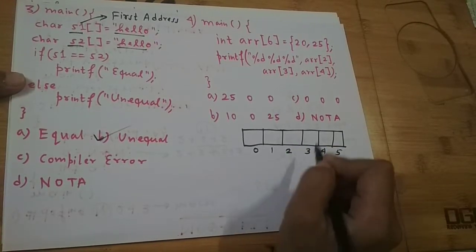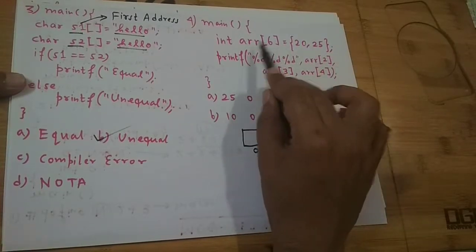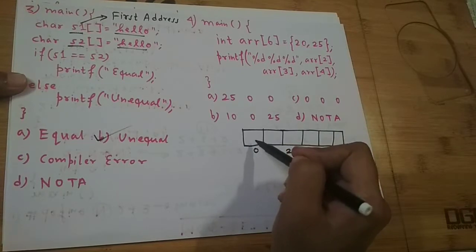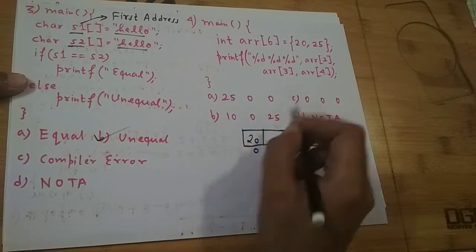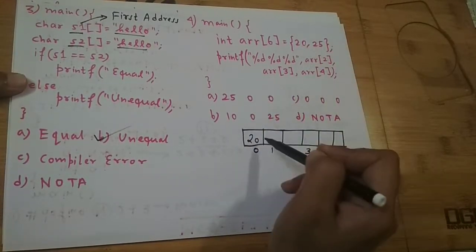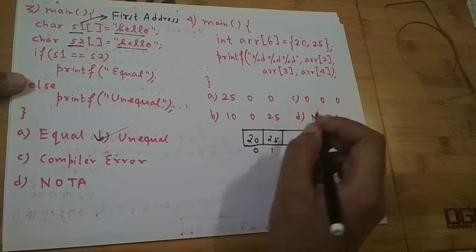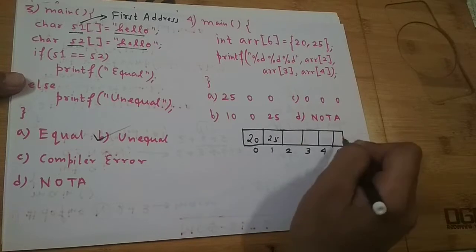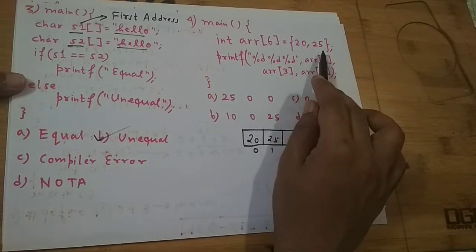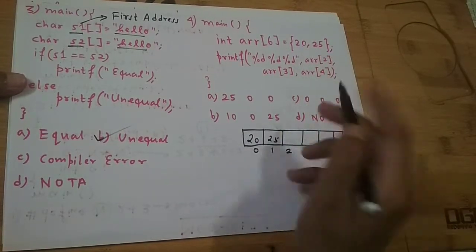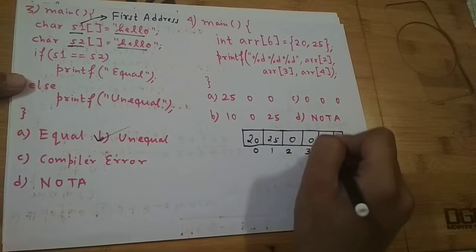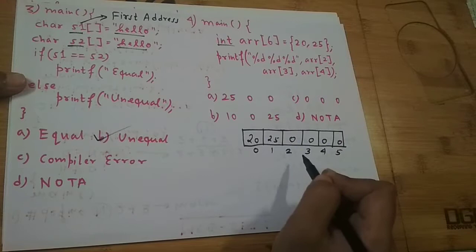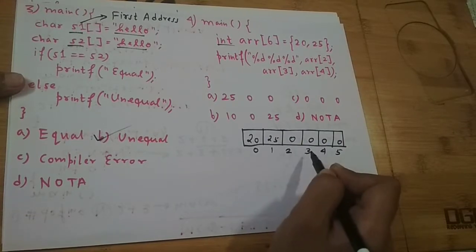These are my indices. Now when I'm saying int ARR of 6 equal to 20, 25, the first value will be stored in the first index. That means 20 goes here. Similarly, the second value will be stored in the second index. So 25 goes here. Now what about the remaining 4 slots? Since I have not given any values for the remaining 4 slots, they will get values of 0 by default, since the array is of type int.